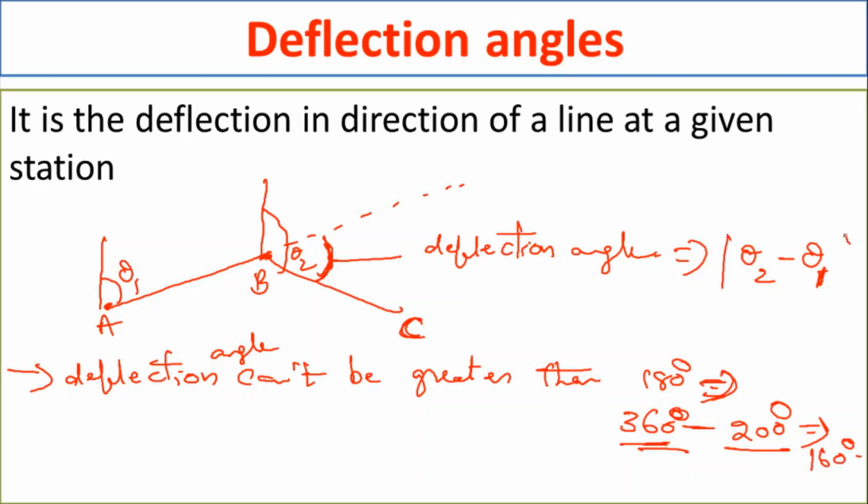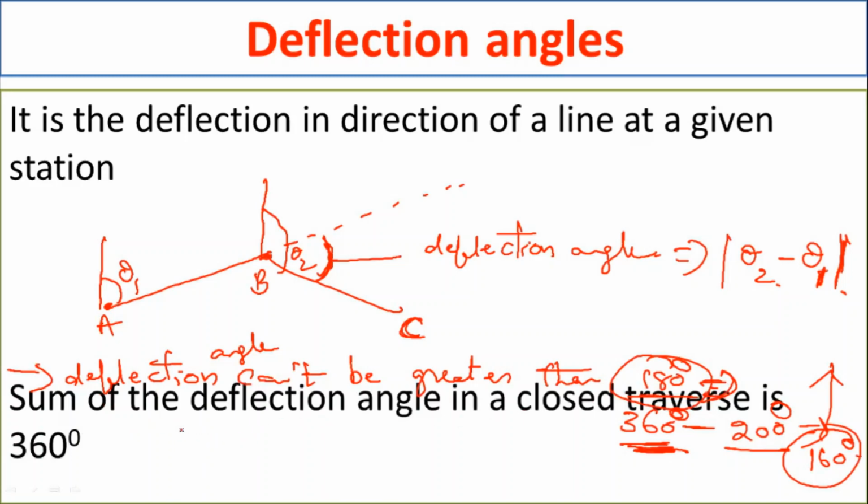Suppose you got a negative value, then we have to take the mod symbol. So the deflection angle equals mod of theta 2 minus theta 1. Whether this is a positive or negative value, you have to consider it as a positive value only. The maximum value of the deflection angle can be 180 degrees. If it is greater than 180 degrees, we subtract it from 360, and whatever angle you get is taken as the deflection angle. In a closed traverse, the sum of the deflection angles is always constant, that is 360 degrees.